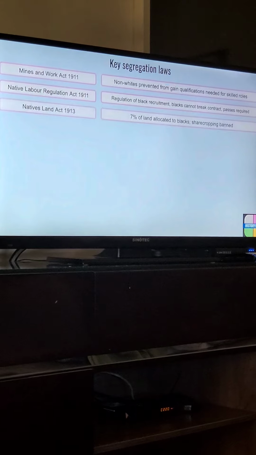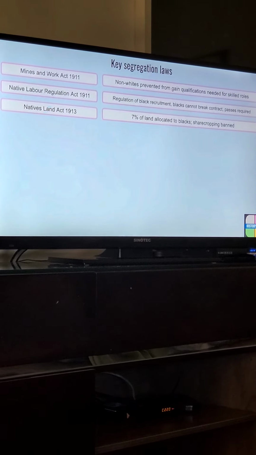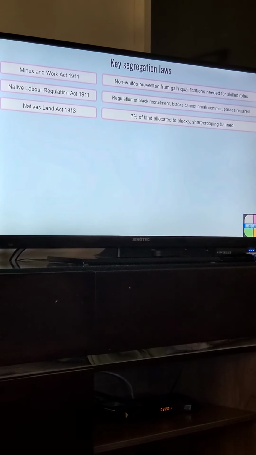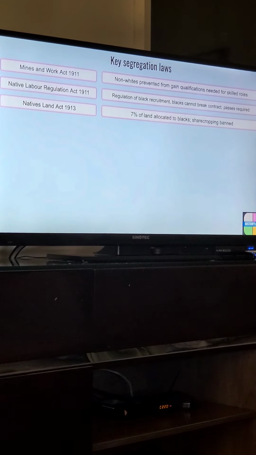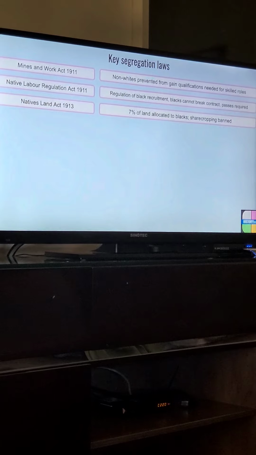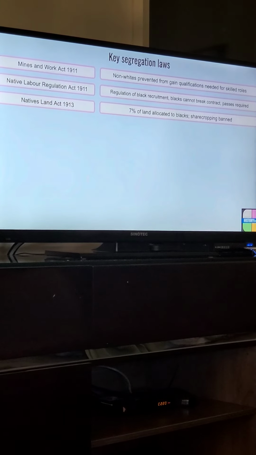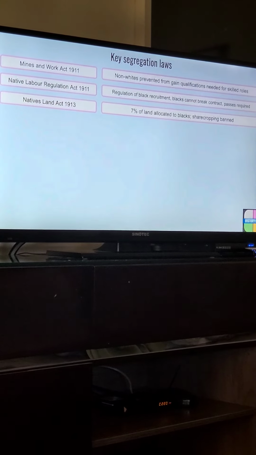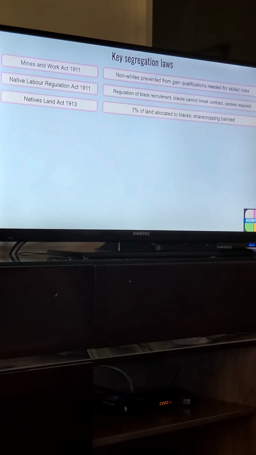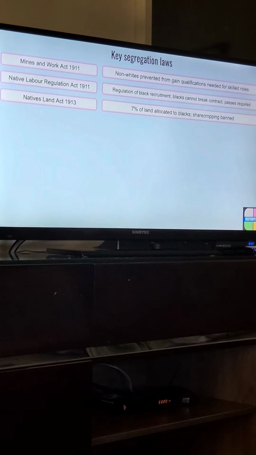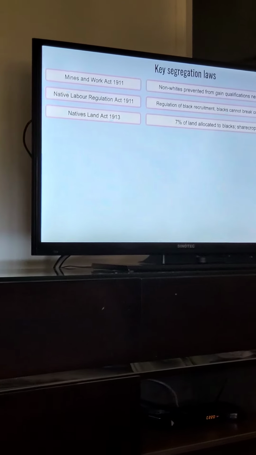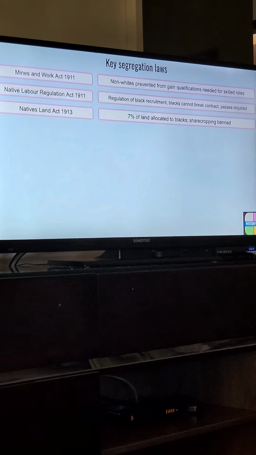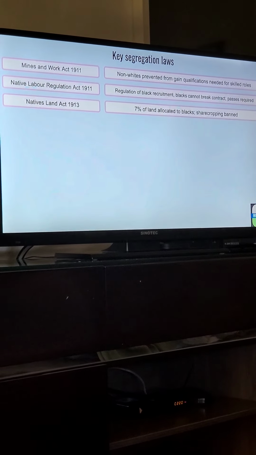The Natives Land Act was arguably the most significant law of the segregation era. It prohibited blacks from owning or renting land outside declared reserves, which at the time constituted just 7% of the land in South Africa, and poor quality land at that. It did stipulate that the land allocated to blacks should increase, but persistent pressure from whites meant that expansion was slow, and by 1939, the reserves constituted just 12% of the total land in the country.